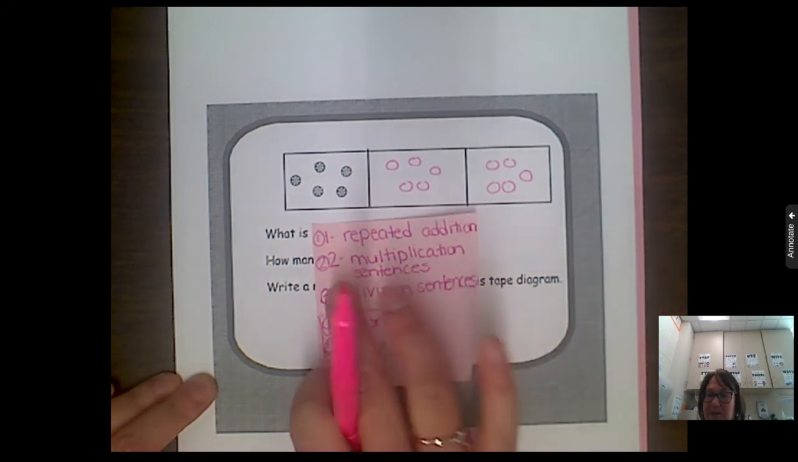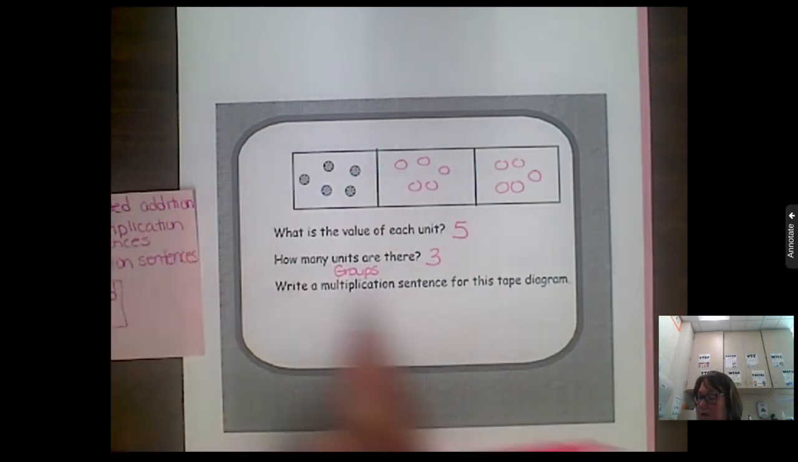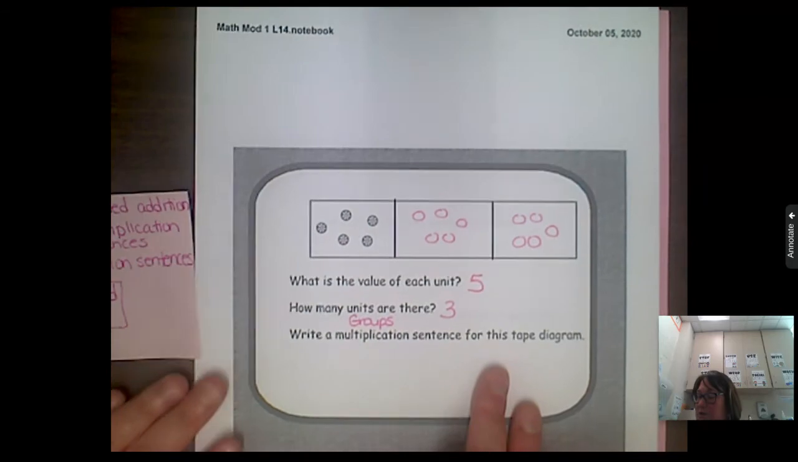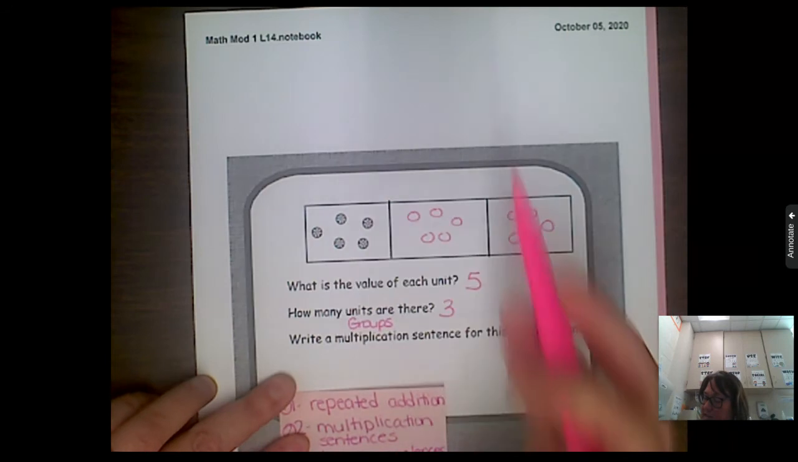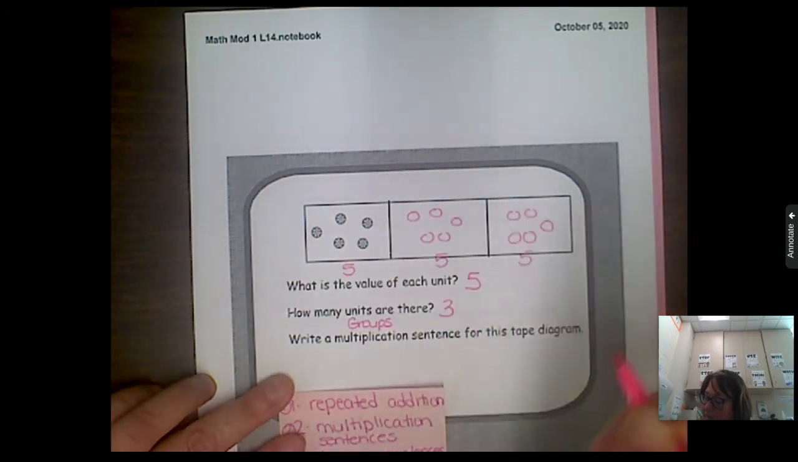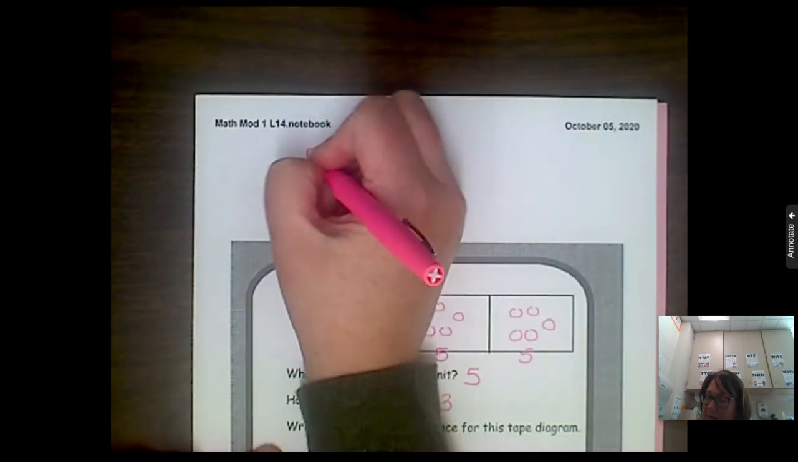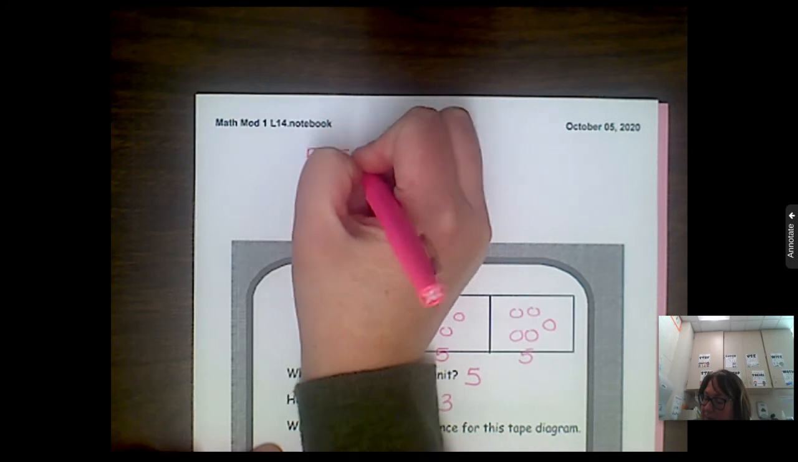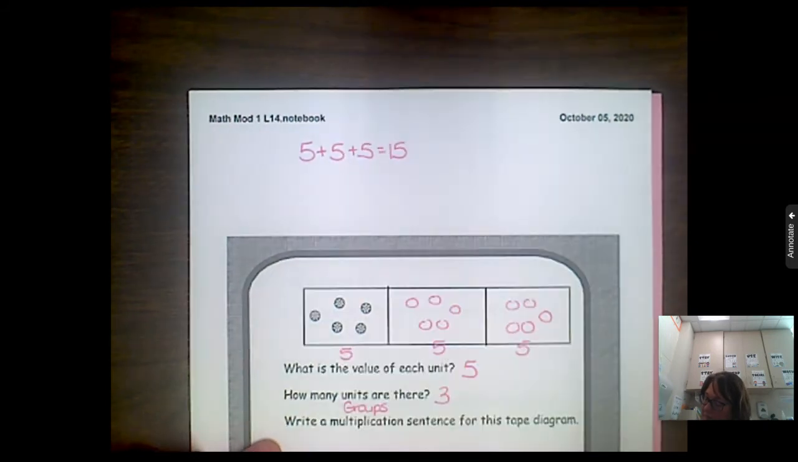Okay, so I hope that you worked on those independently, and I'm going to solve those on my paper right now. The first thing I asked you to do was a repeated addition sentence, and since there's 5 in each group, 5, 5, 5, it would be 5 plus 5 plus 5, and there's 3 groups, equals 15, okay?